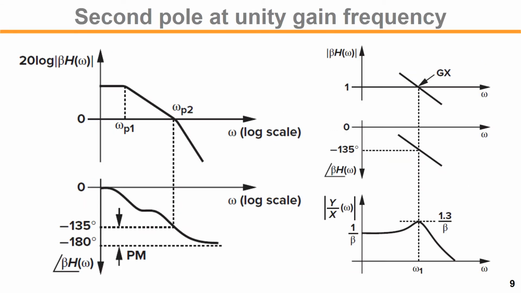Let's calculate this special case when your second pole is exactly the same as omega u, the unit gain frequency. In that case, you will get a phase margin of 45 degrees, right? For that case, in the frequency response, if you close the loop, you get peaking. The response peaking is 1.3 times larger than the flat band gain. So 30% larger peaking is approximately 3 dB larger gain, approximately 3 dB peaking.